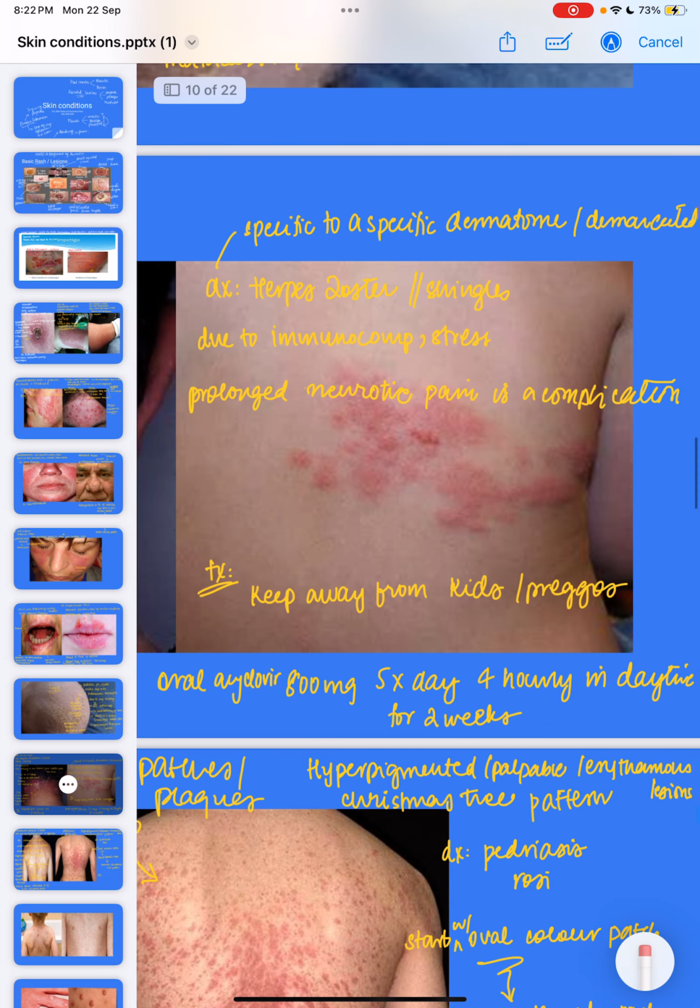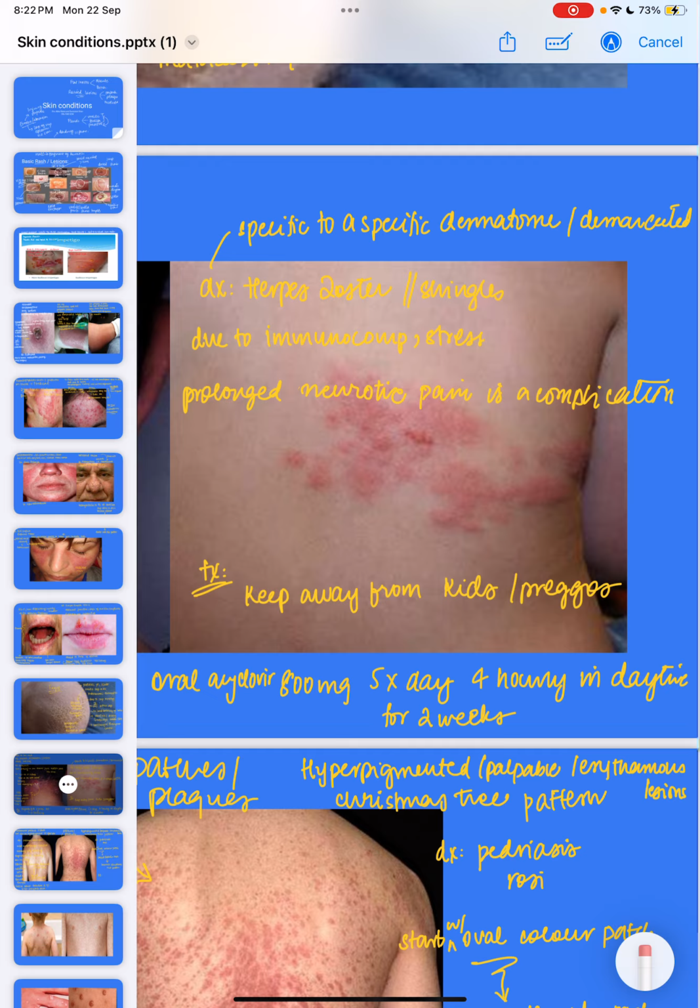Okay, so if we look at this, this is herpes zoster or shingles, which is a complication of herpes zoster, and this is specific to a dermatome, like it's due to being immunocompromised or stressed, and neuropathic pain is a complication. So we tell them to keep this person away from kids and pregnant people, and we give oral acyclovir 800 mg 5 times a day, 4 hourly in the daytime for 2 weeks, right?